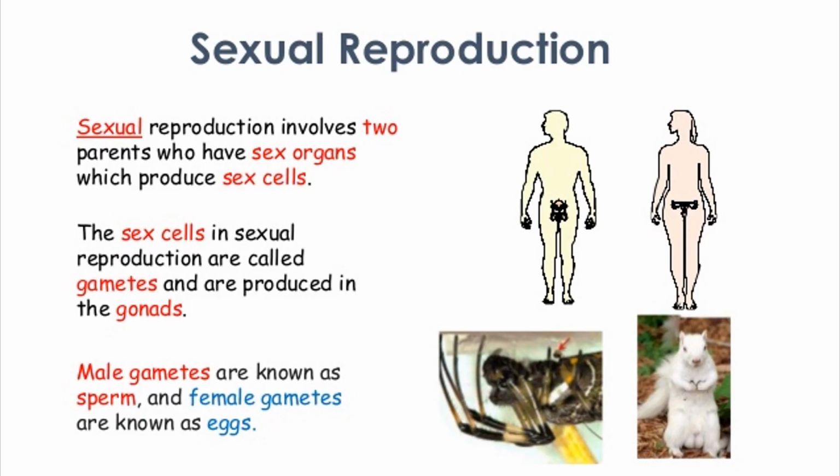Sexual reproduction involves two parents who have sex organs which produce sex cells. The sex cells in sexual reproduction are called gametes, and you have the male gametes known as sperm, and female gametes are known as eggs.